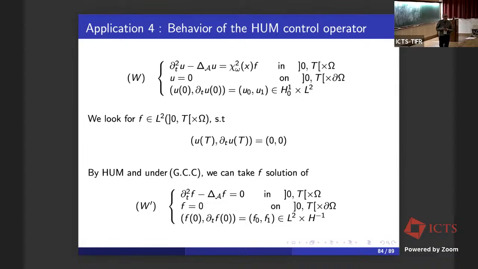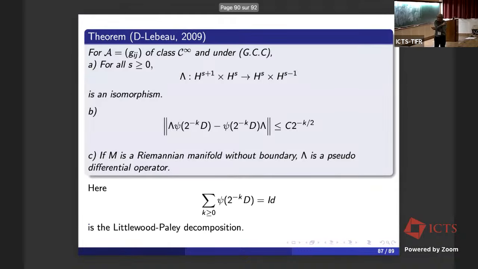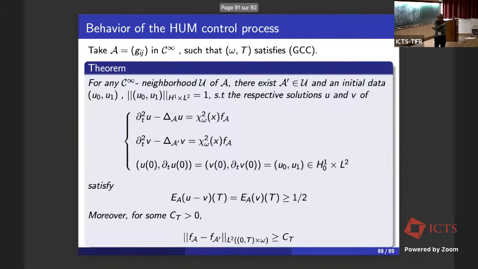Remember the first day we said that if we feed a control system with the bad control, we use another metric and we give it the bad control. Here you have two metrics, A and A prime, that can be very, very close in a very strong topology. If you feed the system with the same control, the one of A, for instance, at the final time the two solutions can differ by a very, very, very large constant.